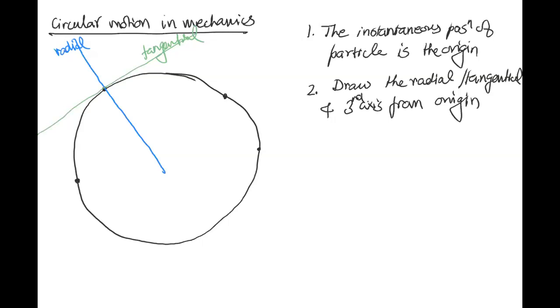The second question that I want to answer is, why consider this radial and tangential axis? Why not take an axis at the center of the circle, right? Why not just take the standard XY axis? Well, you can, there is no problem, right? There is no problem.